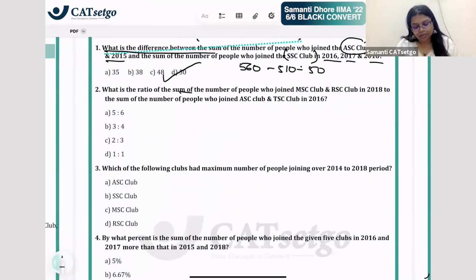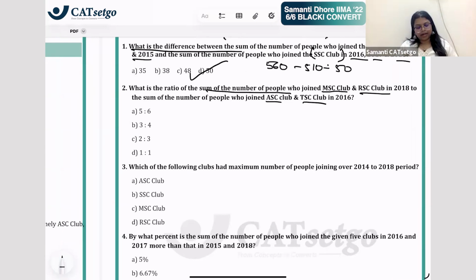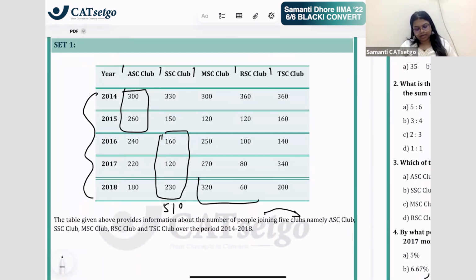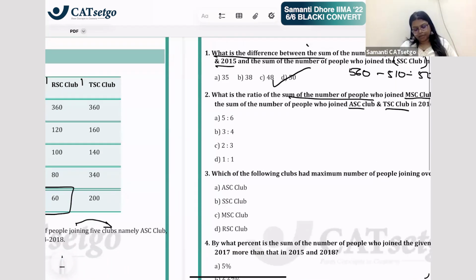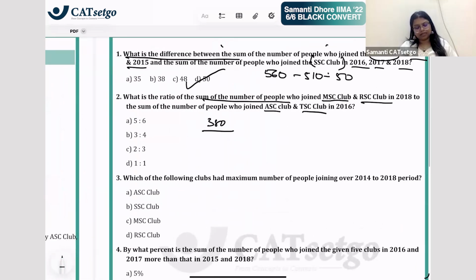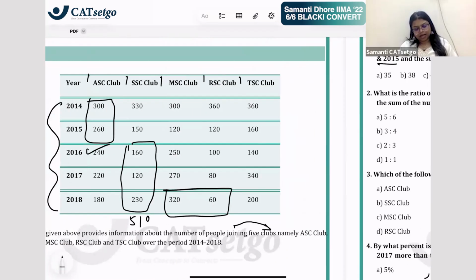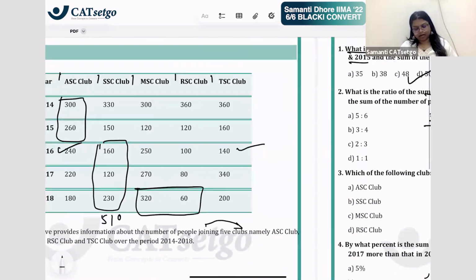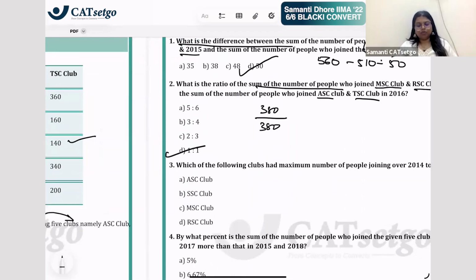What is the ratio of the sum of number of people who joined MSc and RSC club in 2018 to the sum of number of people who joined ASC and TSC club in 2016? Refer to the data and tell me. Right. So we have MSc club and RSC club in 2018. MSc club and RSC club in 2018 is this data. How much is this? 380 people. Right. So we have 380 people divided by the sum of the number of people who joined ASC and TSC in 2016. ASC and TSC in 2016 is again how much? 380 again. So 380 by 380 is 1:1.